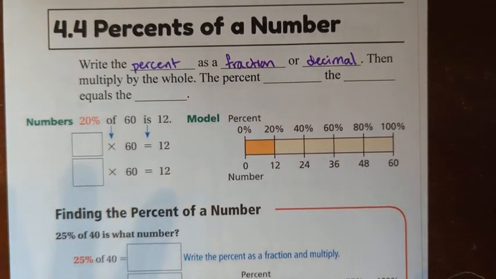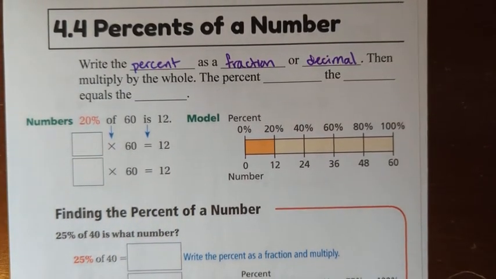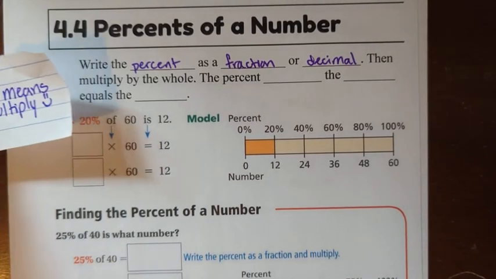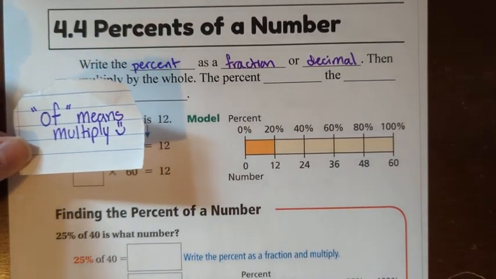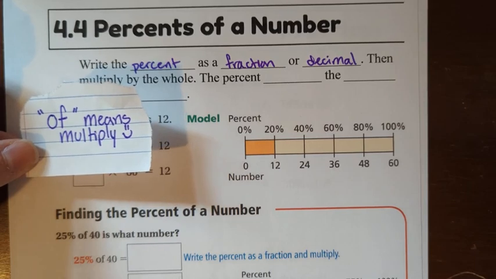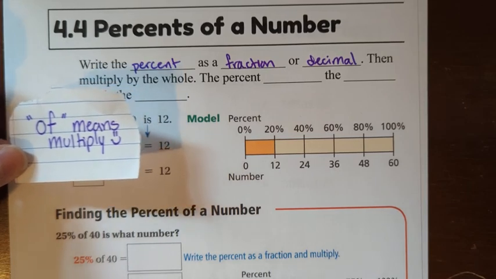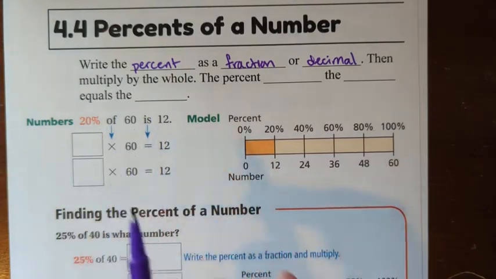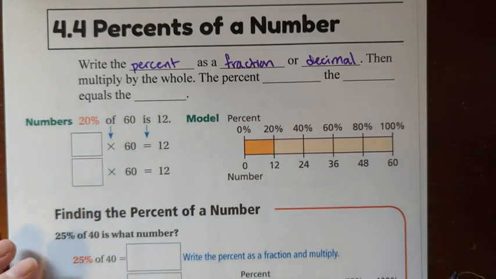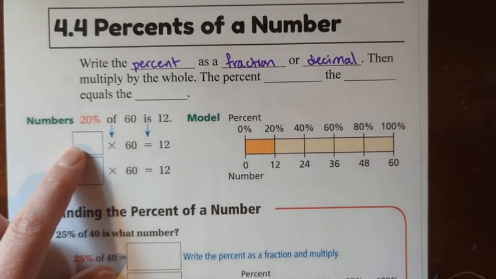Okay, so then we're going to multiply. Why am I going to multiply? Is it because of that lovely thing that Mrs. Bryant taught us forever ago, that of means multiply? So if I have 20% of 60, I'm going to multiply. Concepts coming back around, folks. We've got this.